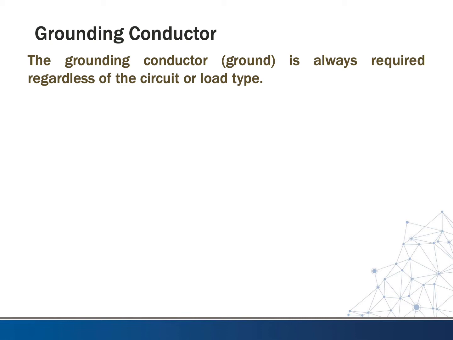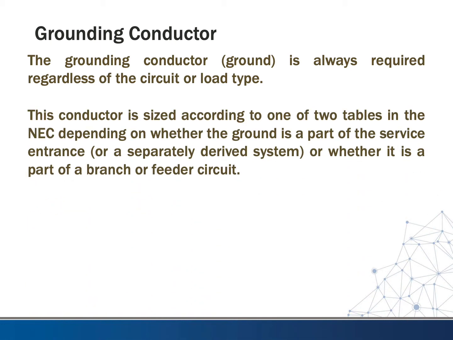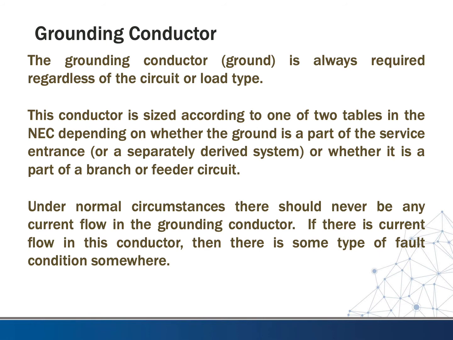So the grounding conductor, which we refer to commonly as the ground, is always required regardless of the circuit or load type. This conductor is sized according to one of two tables in the National Electrical Code, depending on whether the ground is part of the service entrance or a separately derived system like a step-down transformer, or whether it is part of a branch or feeder circuit. Under normal circumstances, there should never be any current flow in the grounding conductor. If there is current flow in this conductor, then there is some type of fault condition somewhere in the circuit.